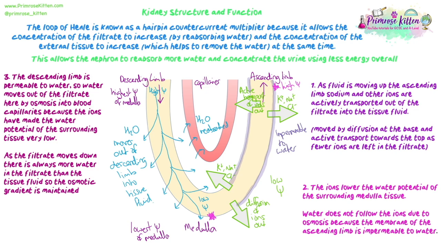So we've managed to reabsorb quite a lot of water without needing to expend much energy. Most of it is through diffusion of ions at the bottom of the loop of Henle. We have used a bit of energy for active transport, but because there's no water being able to leave the ascending limb, it's just ions, then we don't very quickly create an equilibrium with that water. It only moves out across the other side of the descending limb.